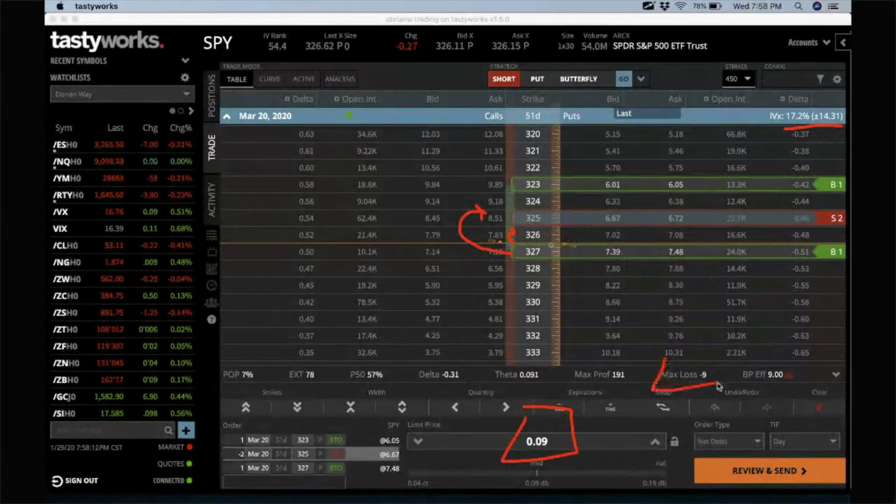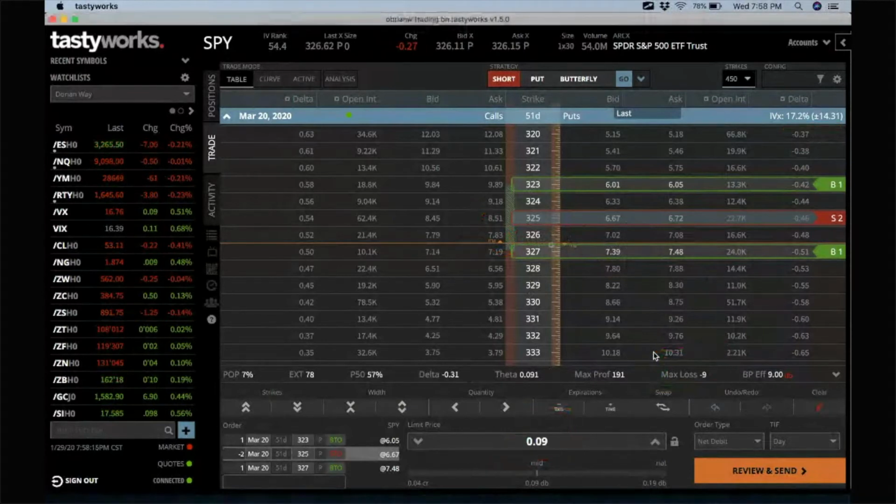So your max loss is that $9 that you paid. So it's not a big deal, but it's not that attractive a strategy to me, right? I'm going to show you something a little later that's a lot more attractive, but this is just, you're expecting it to stay in a tight range. And obviously the market here is not expecting it to stay in a tight range.